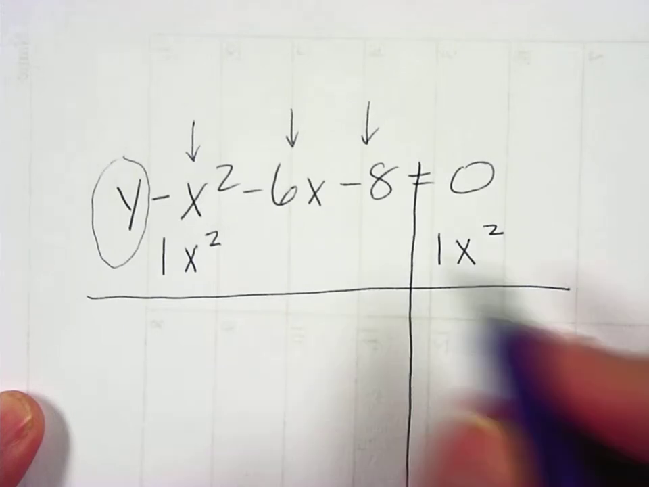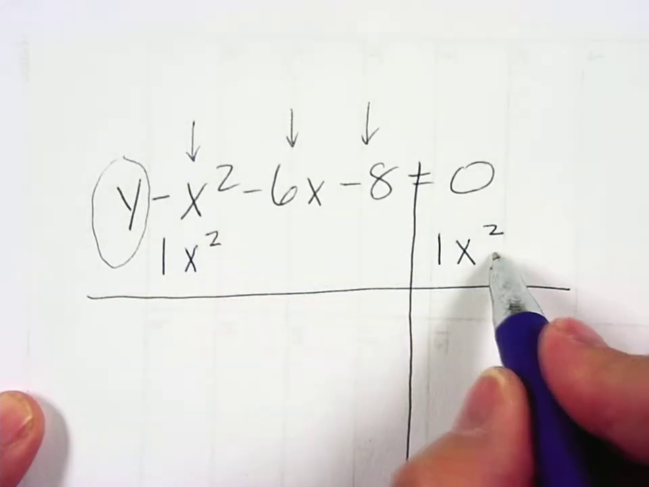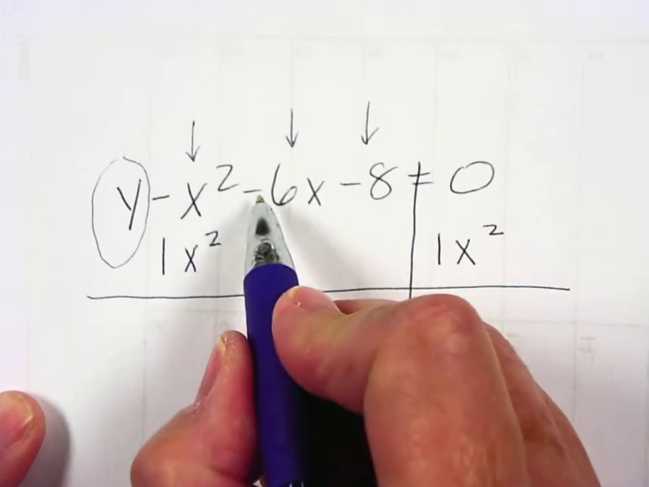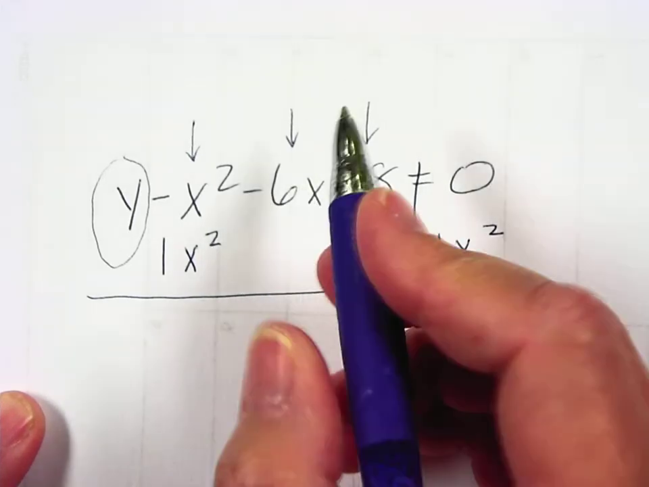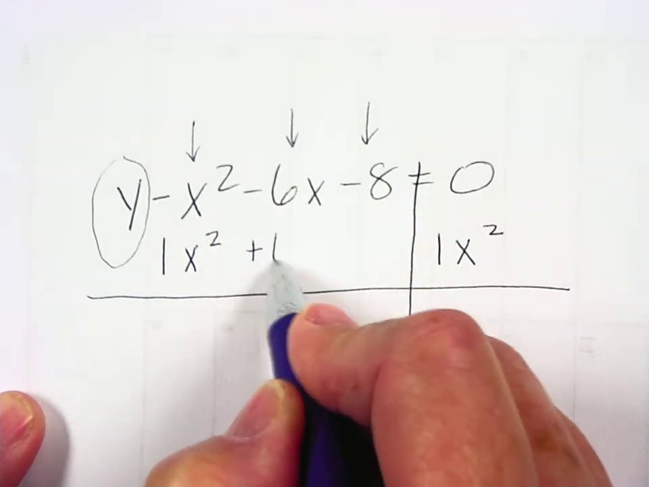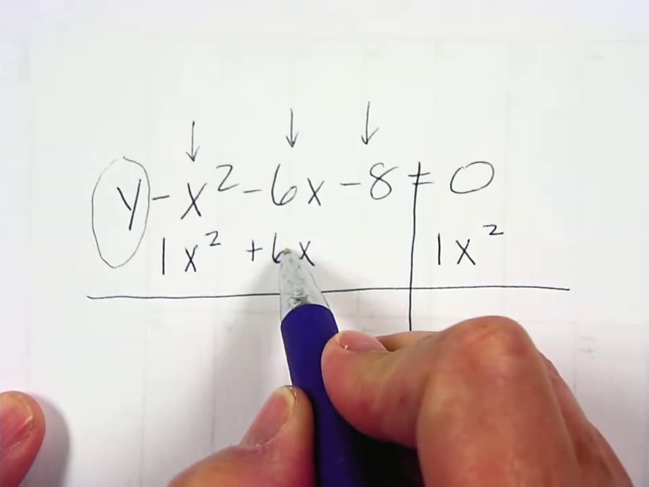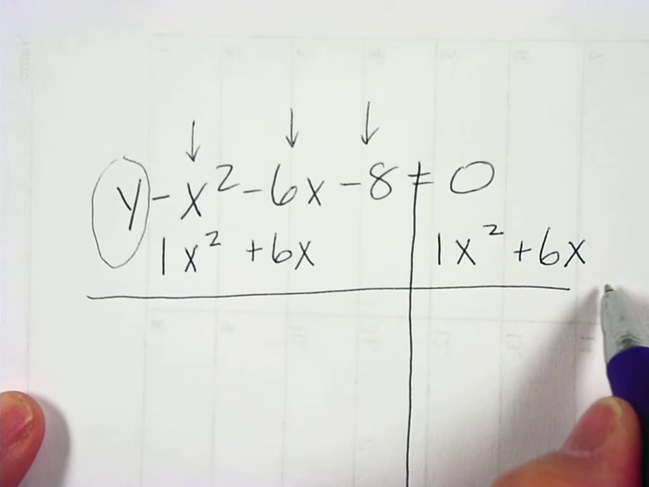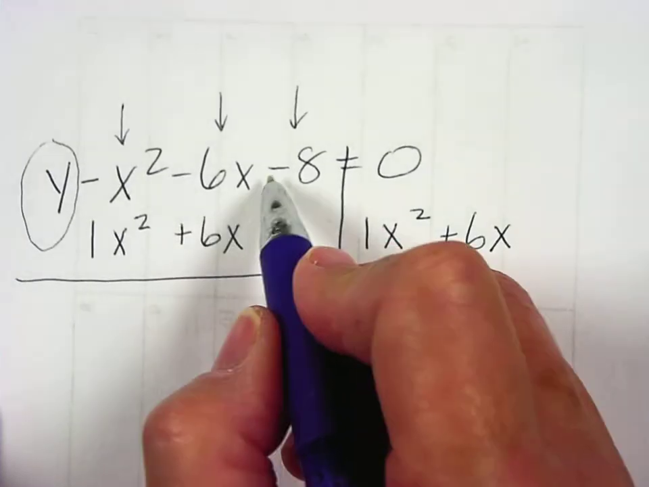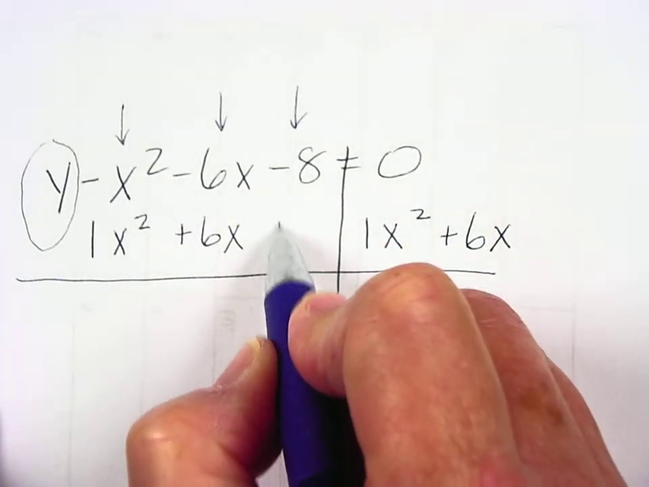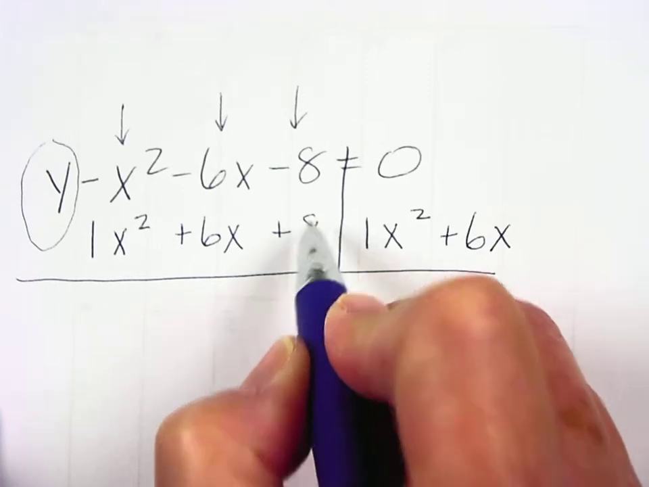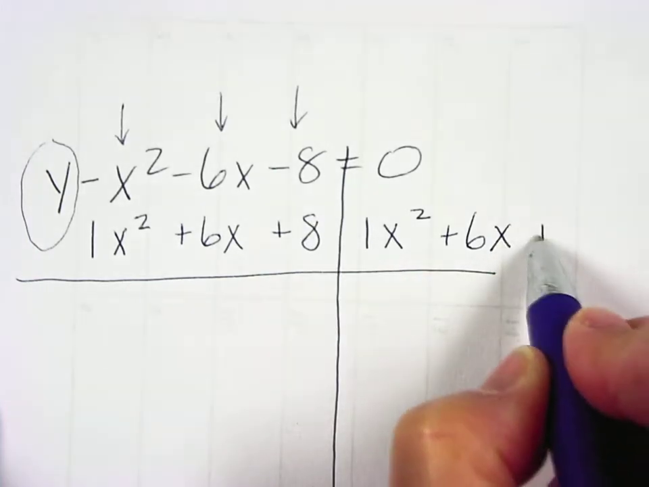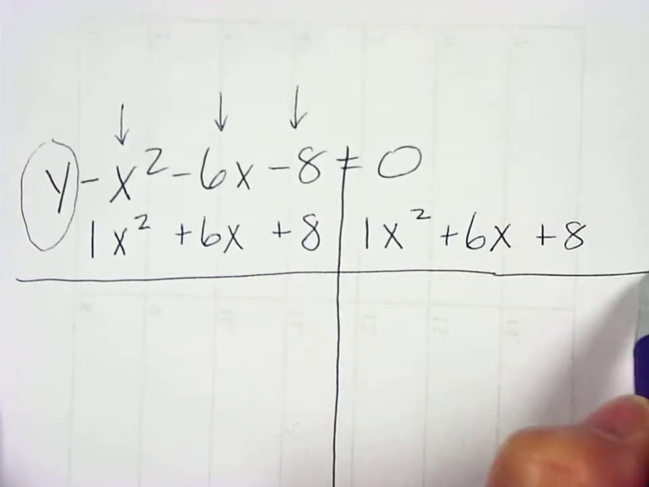So I can cancel these out and I have this. But while I'm at it, if I want to get rid of negative 6x, all I have to do is add 6x. But if I do it to this side, I better do it to this side to maintain my balance. And then I need to get rid of this negative 8. Well, the opposite of negative 8 is positive 8. If I do it to this side, I better do it to this side. So let's see what we've got.